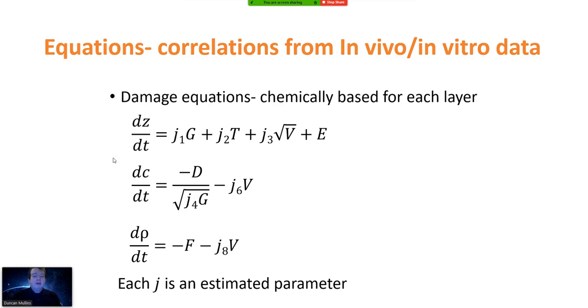So a main focus of this work has been combing the literature for in vivo or in vitro data sets, most of them in mice, which presented an additional complication. However, I was able to find a good number and have developed mathematical correlations for those data sets and then combined them. Each J here is a separate estimated correlation parameter to sort of tabulate and combine the damage.